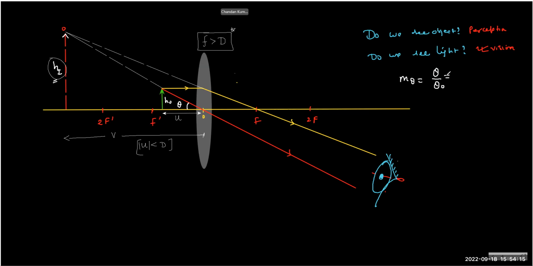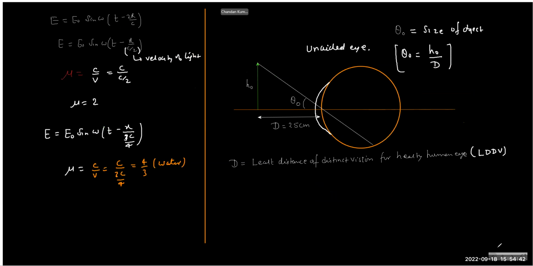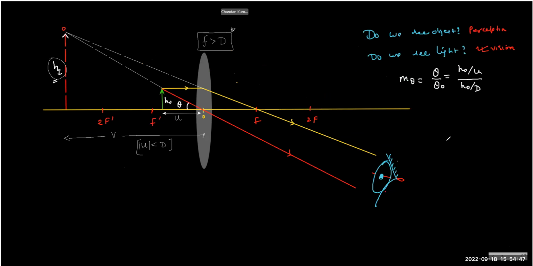So what can we write theta as? For a small angle, we know what to do. We can write theta as tan theta, right? And what is the tan theta in this similar triangle? It is h naught by u. And theta naught is not defined here. Theta naught is defined earlier. That is the unaided eye, predefined. H naught by d, that is predefined. I mean, this is what is already in place. I cannot change it. And therefore, the angular magnification that we achieved is how much?